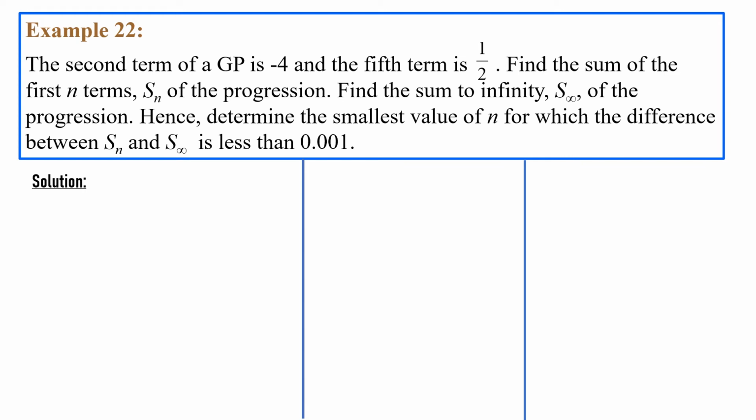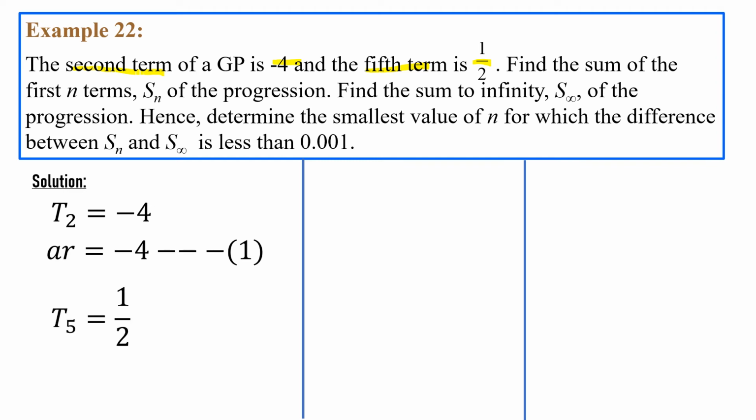So in the question, we have T2 equal to -4 and T5 equal to 1 over 2. Just take out the formula of Tn and we get AR equal to -4. Assume that it is the first equation. Next, the fifth term is 1 over 2. Take out the formula and we get AR to the power of 4 is equal to 1 over 2. Assume this one as the second equation.